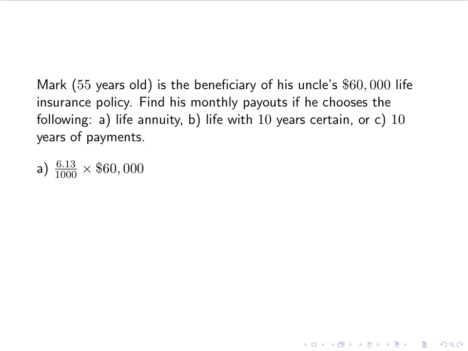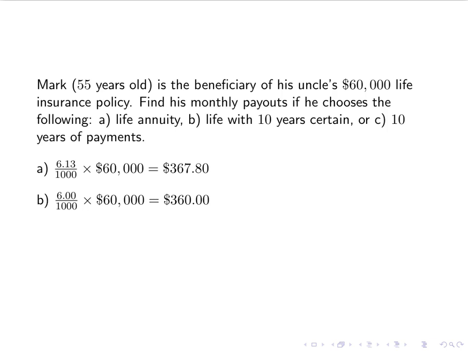So 613 times 60, because the thousands cancel, gives us $367.80. If he wants life with 10 years certain, that's just the next one over. And we should be seeing a $6. $6 times 60 is $360. 10 years of payments, that is options 1 and 2.